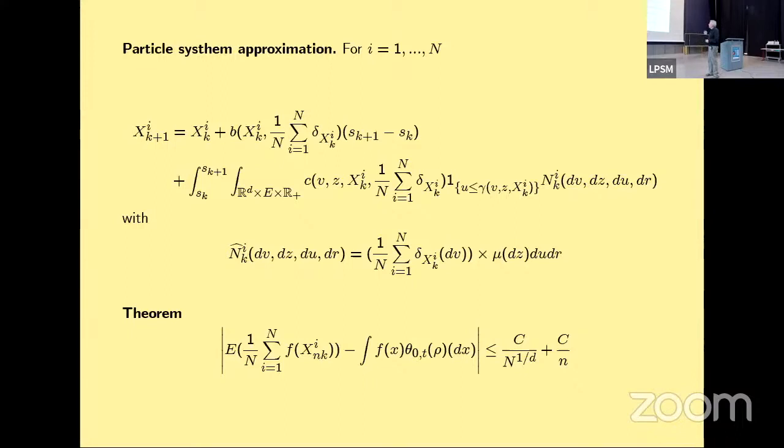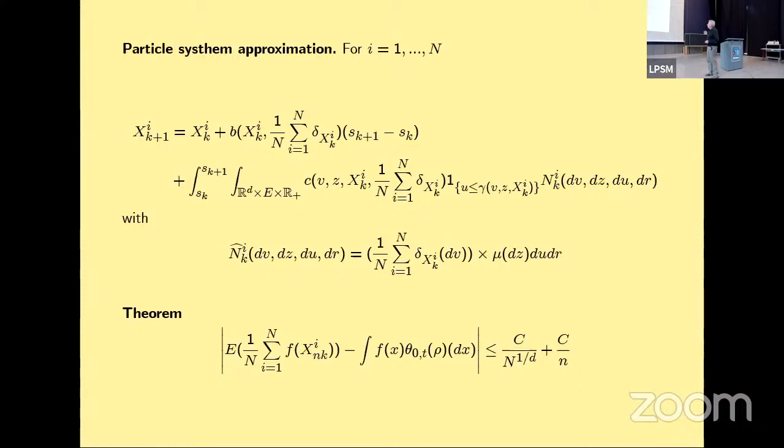And the result of this approximation is the following. If you take expectation of 1 over N, sum from i equals 1 to N of f of X_i^N at time t, you want to compute the integral of f of x, theta_t of rho dx. So this is the flow solution of my problem. And I want to compute the integral of a function f with respect to the flow solution. And this is computed by taking the integral of f with respect to the empirical measure.